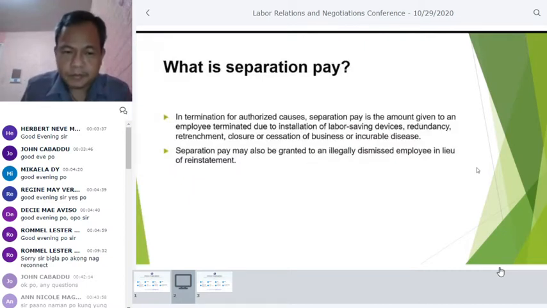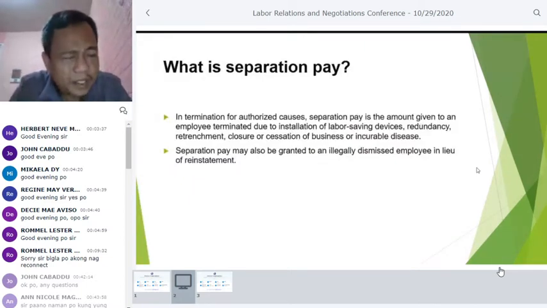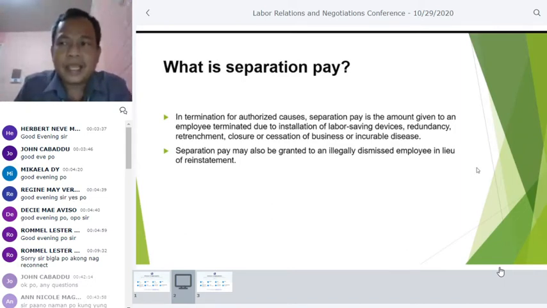First and foremost, what is a separation pay? What is the definition of separation pay according to DOLE? So it says, termination for authorized causes, separation pay is the amount given to an employee who is terminated due to the following. Okay? So separation pay is done in the means of an amount. It is compensable. It's money.